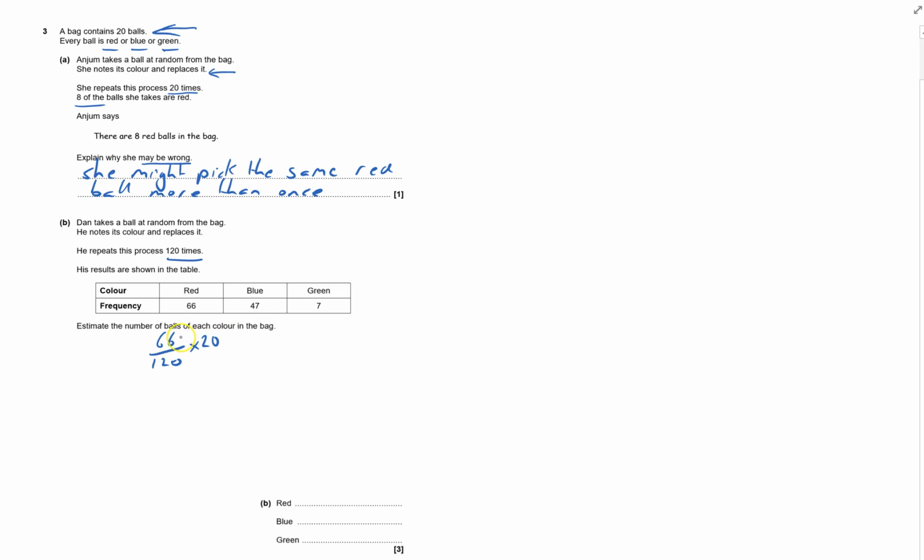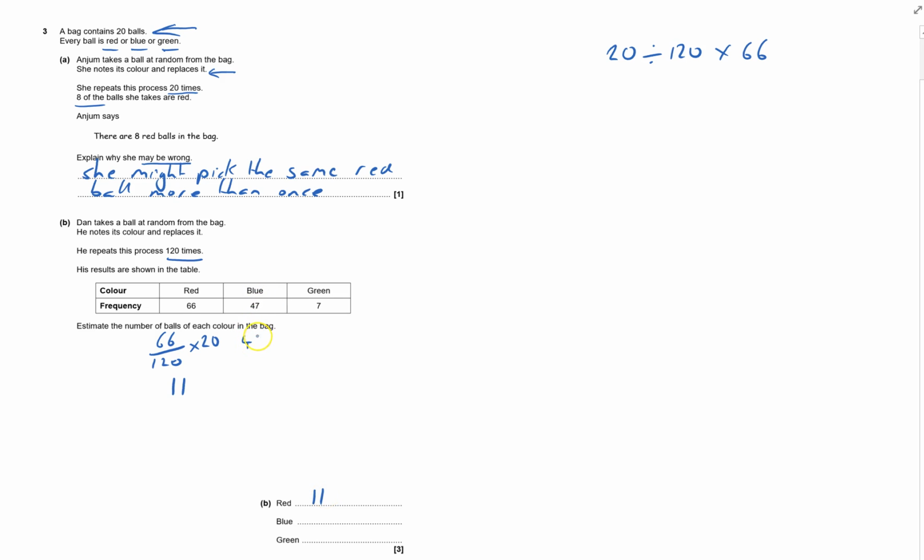And you can either do 66 divided by 120 times by 20, or you could do 20 divided by 120, which finds you a 120th, and then times that by 66. Either way, it's how you want to work out your fractions. This gives you 11, and so there are 11 red balls.